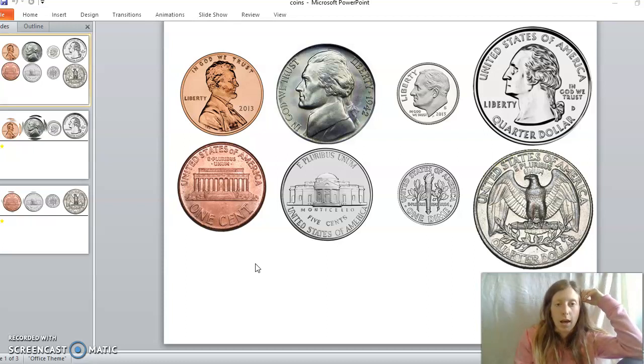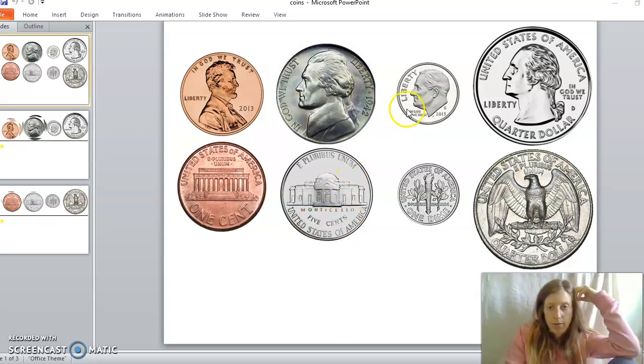Next, we have a nickel, and that is Thomas Jefferson. This is the front of the nickel. You can notice that the nickel is a little bit bigger than the penny. It's also a little thicker. The back of the nickel looks like this. It also says 5 cents. The nickel is worth 5 cents.